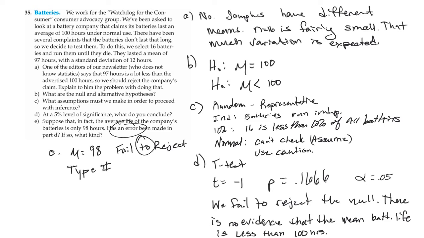We would have said that the actual average probably still is 100, when in fact that's wrong, and it was in fact less than 100. It was actually 98. So remember, when you fail to reject the null hypothesis, and if that's a mistake, you've made a type 2 error. When I reject the null, that's when we make a type 1 error.